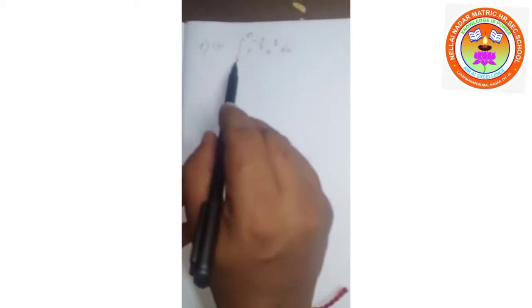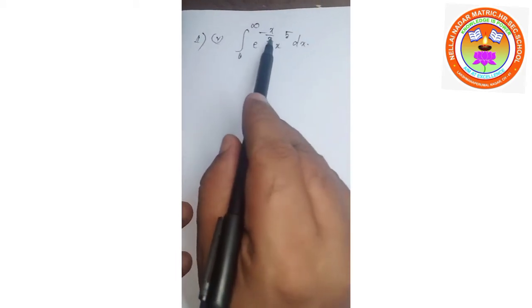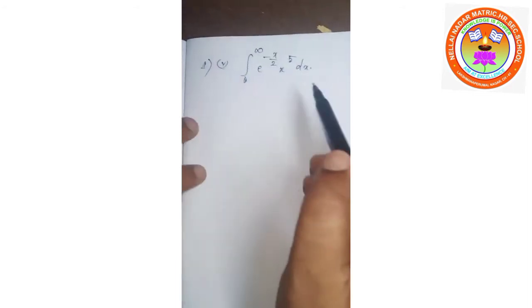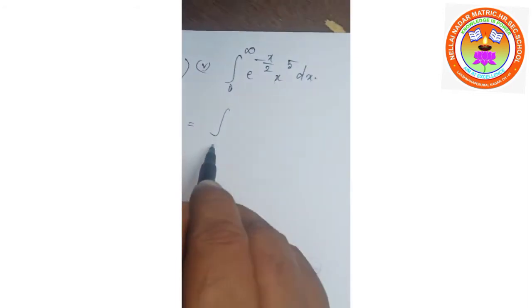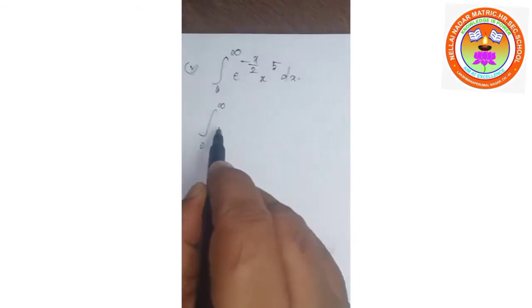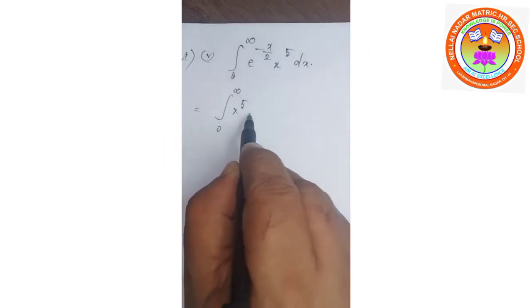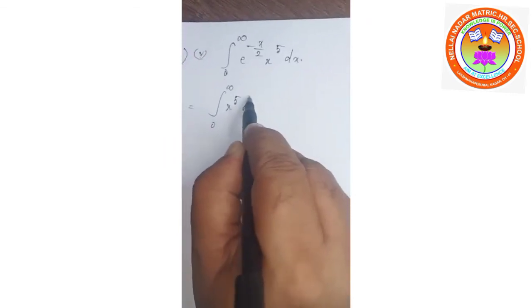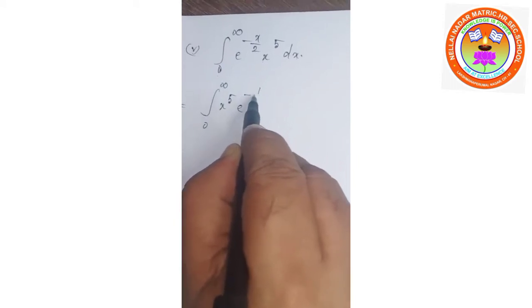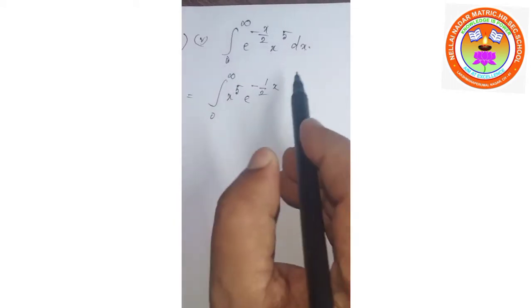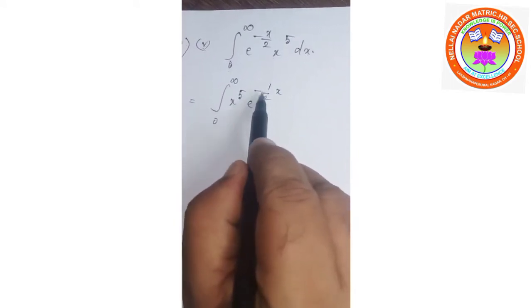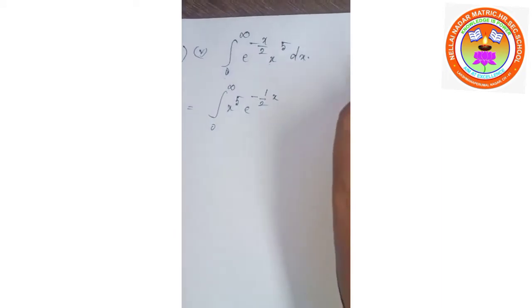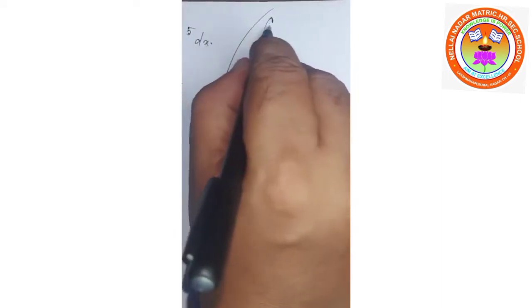Problem number 1, subdivision number 5. This is the last subdivision in problem number 1. Evaluate the integral from 0 to infinity of e power minus x by 2 into x power 5 dx. Write x power 5 first. E power minus x by 2 can be written as e power minus half x. Same only. These two are same only. So definitely we have to apply the gamma integral.